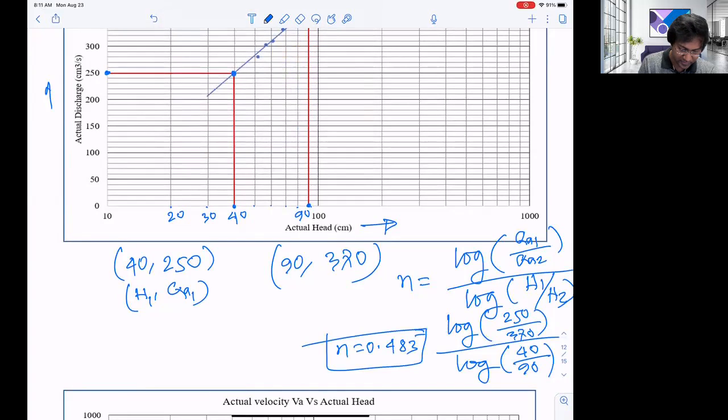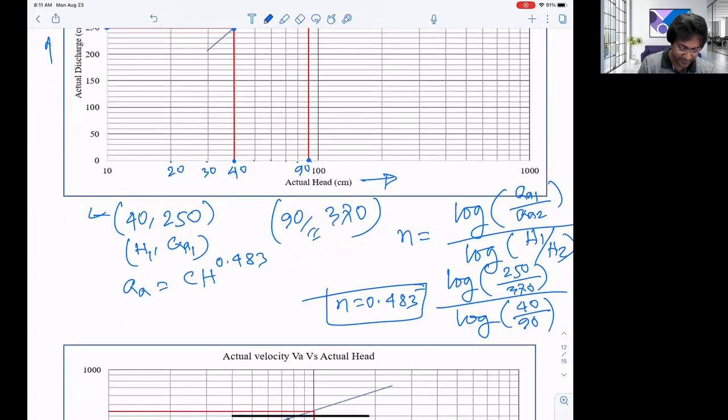Now we have to calculate the value of C. We have the equation QA equals C times H to the power 0.483. We can use either point, so I'm using the first point, 250. 250 is equal to C, which is unknown, times 40 to the power 0.483. What will be the value of C? We have 250 divided by 40 to the power 0.483, and we get 42.01 as the value of C.